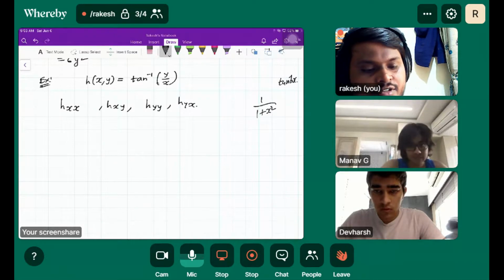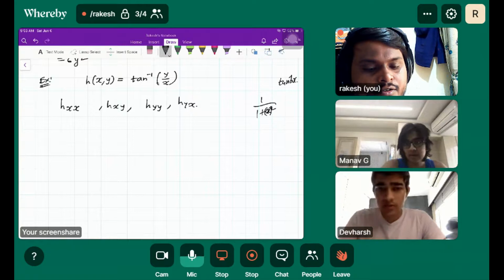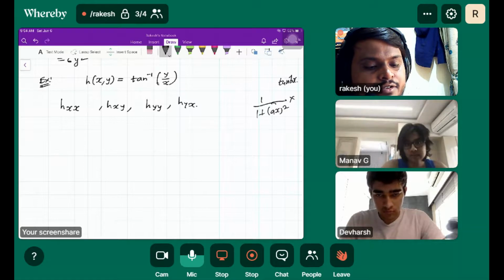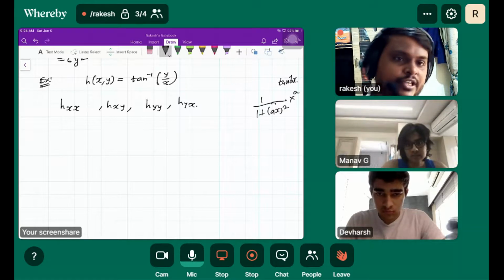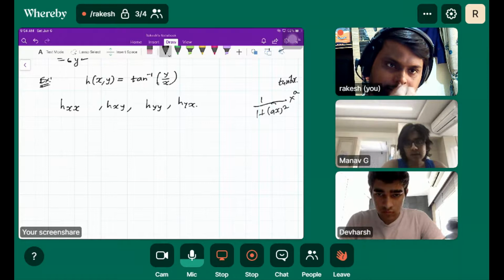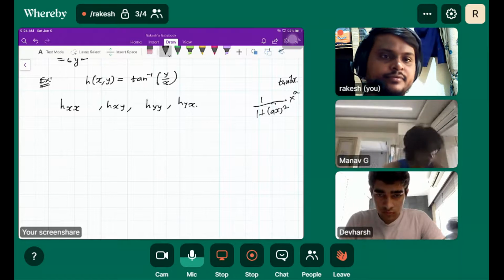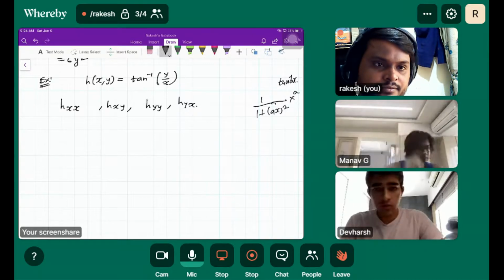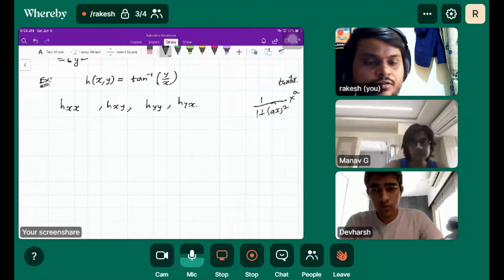I'm asking, is it 1 over a or is it just a? The formula would be 1 over 1 plus ax the whole square. And then we'll multiply this by a. Chain rule, you remember that? Yeah.